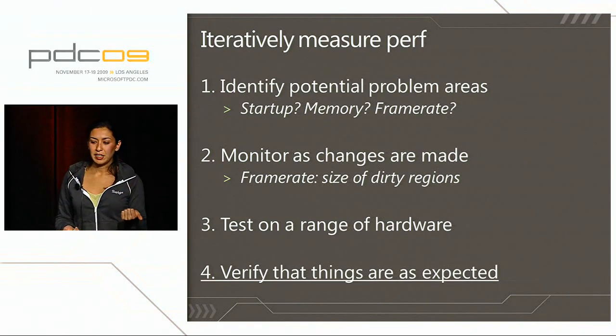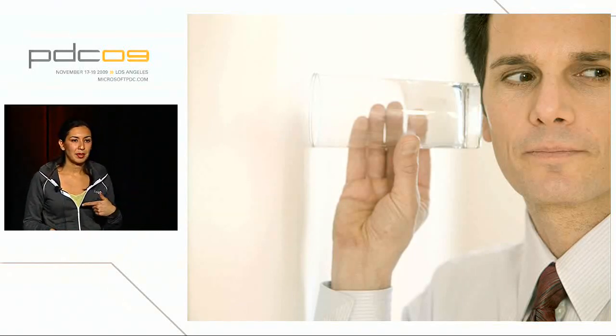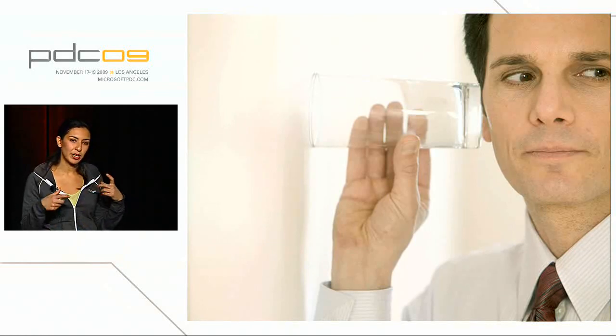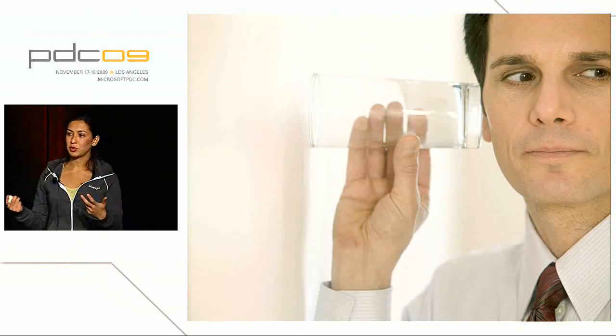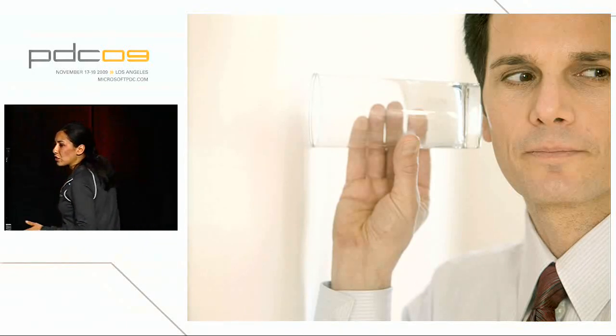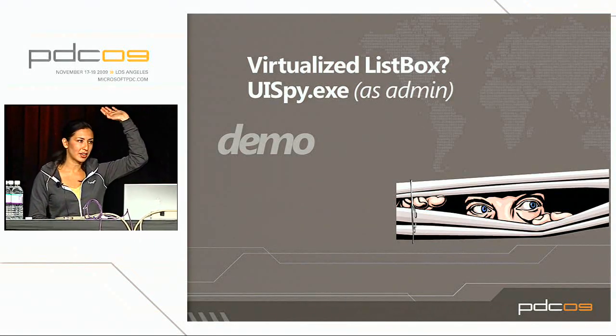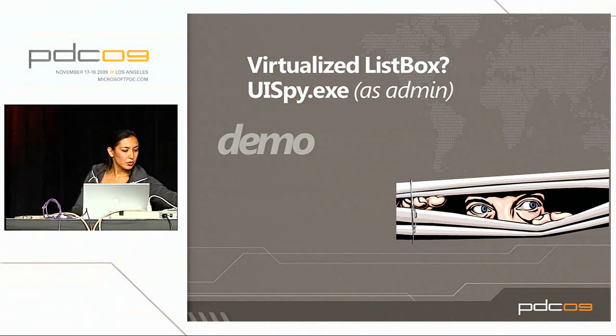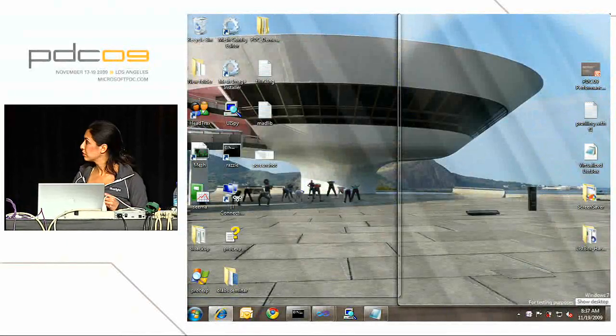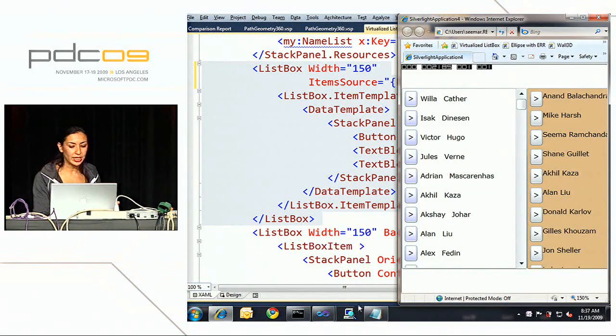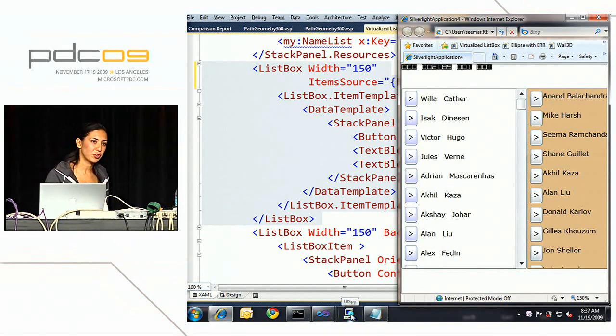So one of the first things that you can always do is to verify that things are as expected. The way to think about it is the user can see the application, but often the performance problems are somewhat hidden in the background. And you need a considerable number of tools to figure out what's going on. So one tool that we use is called UI Spy. How many of you guys have used UI Spy on some other .NET platform? OK. So UI Spy allows you to take a look inside the application and see what the visual tree looks like.